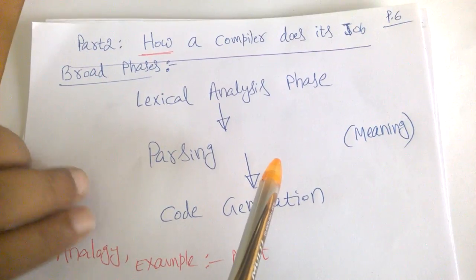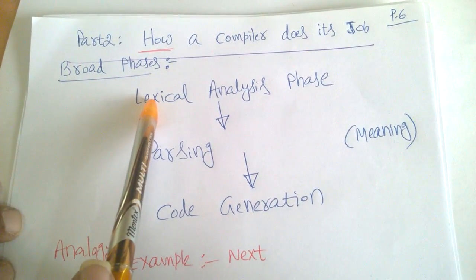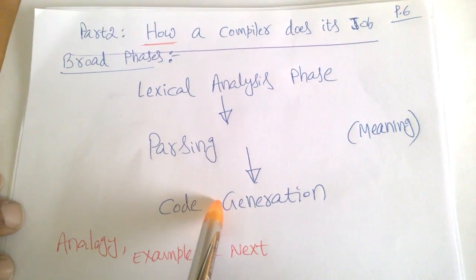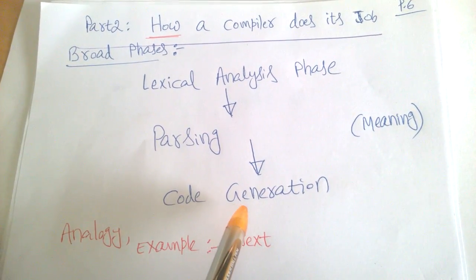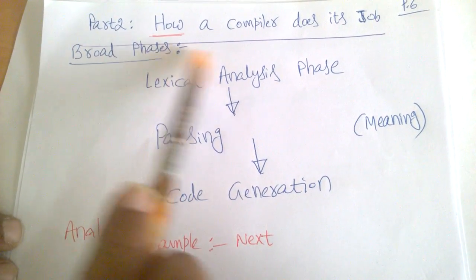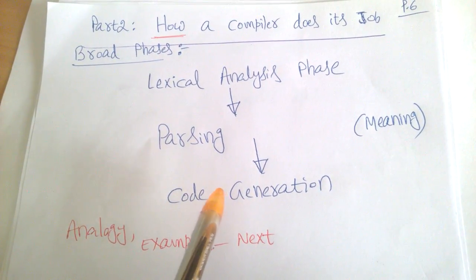A compiler has got three main phases: lexical analysis, parsing, and code generation. It's not true that these are the only phases. There are more, such as code optimization, but we are limiting ourselves to these three for easy understanding.